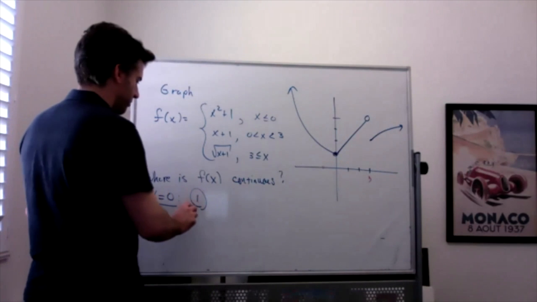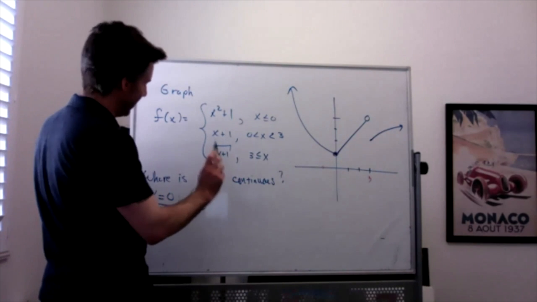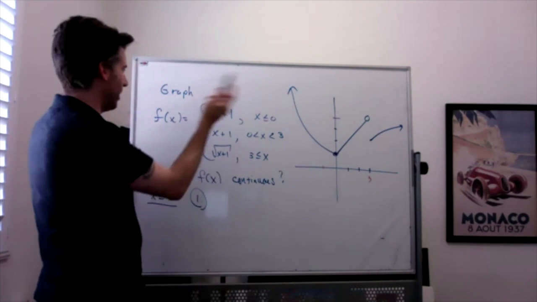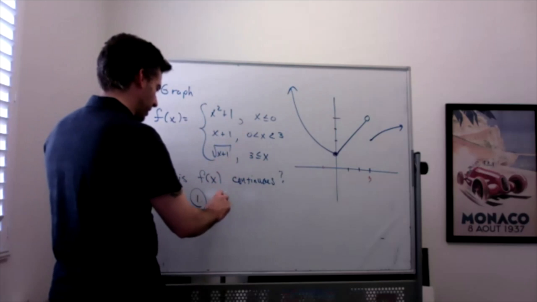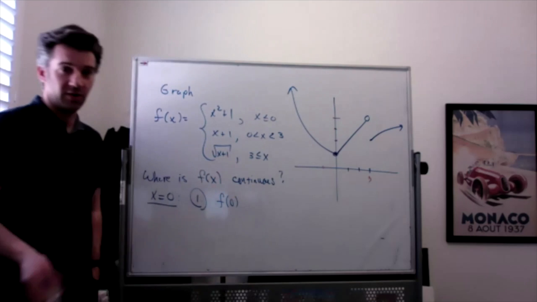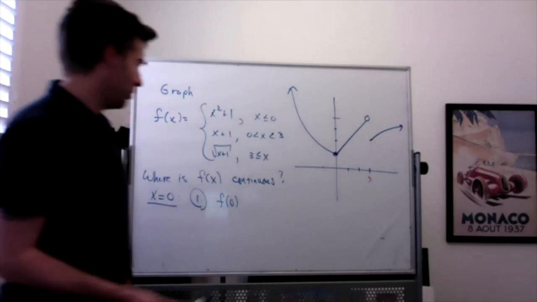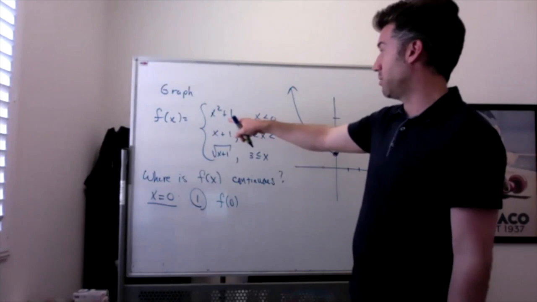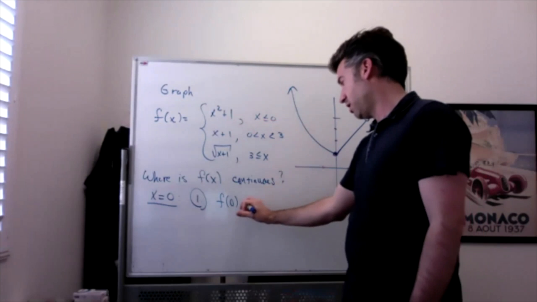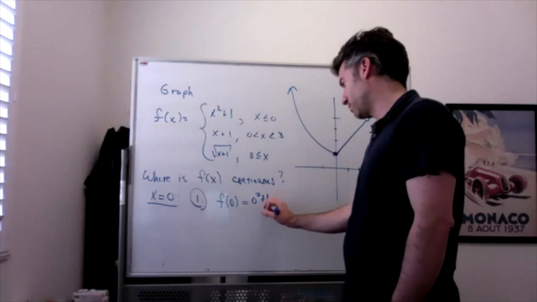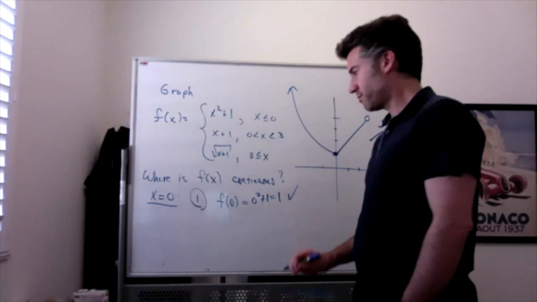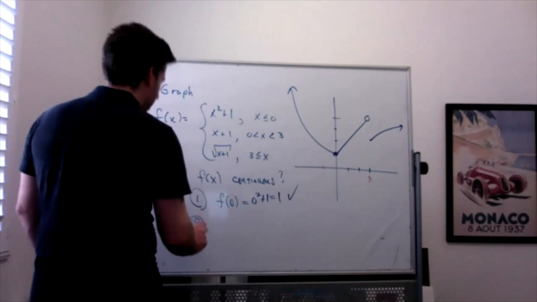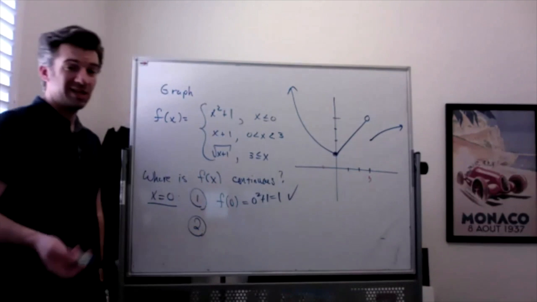Step 1. Sorry, what do I want to say? So plug in, right? Does f of 0 exist? So can I plug in 0? Of course I can plug in 0. I'm going to plug it into the place where x is equal to 0. I'm going to get 0 squared plus 1. Step 2. We need to check that the limit exists.